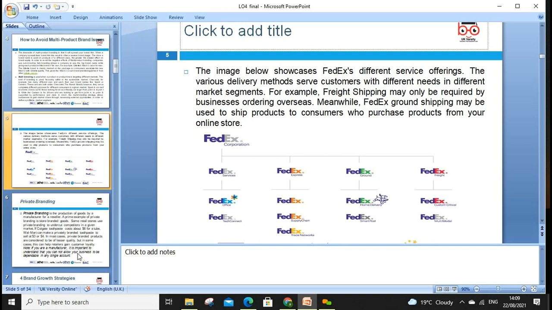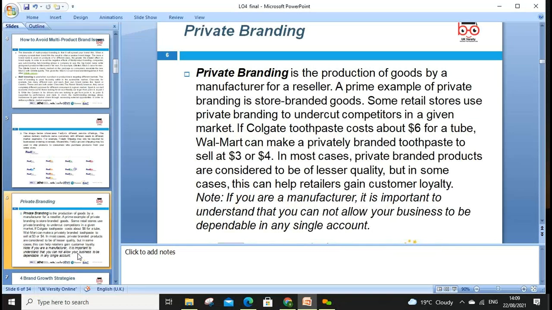So FedEx Corporation, FedEx Services, FedEx Express, FedEx Ground, FedEx Freight. So these are all the multiple brands of FedEx. Okay. Then private branding is the production of goods by a manufacturer for a reseller, a prime example of the private brand, store brand goods. Some retailers use private branding to undercut the competition in a given market.